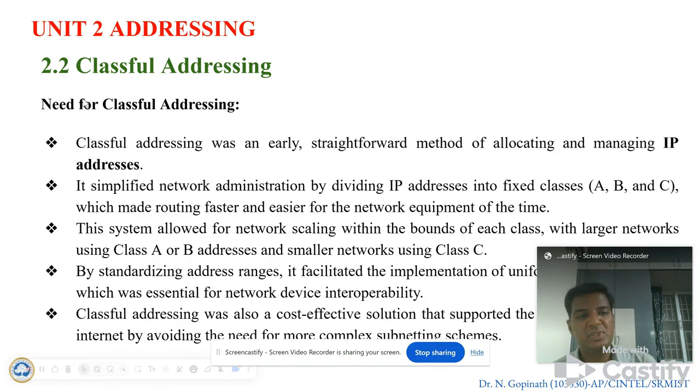Need of classful addressing. Classful addressing was an early, straightforward method of allocating and managing IP addresses. It simplified network administration by dividing IP addresses into fixed classes, that is A, B, and C, which made routing faster and easier for the network equipment of the time. This system allowed for network scaling within the bounds of each class, with larger networks using class A or B addresses and smaller networks using class C.